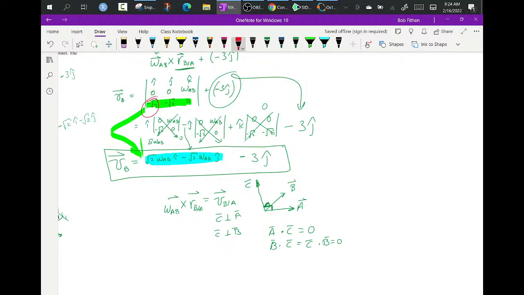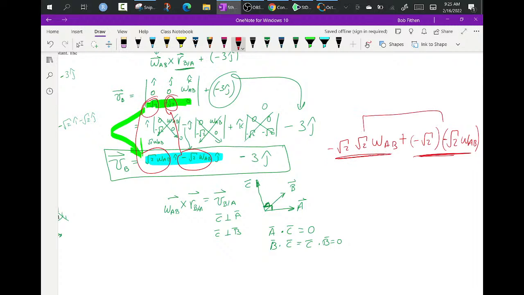Take the first times this, gives you minus square root of 2 times square root of 2 comes from negative AB plus, and when I take this one and multiply times that, to be minus square root of 2 times a minus square root of 2 negative AB. If you look, this is positive, this is negative, values are the same. In fact, it's a check. And it turns out that is correct.